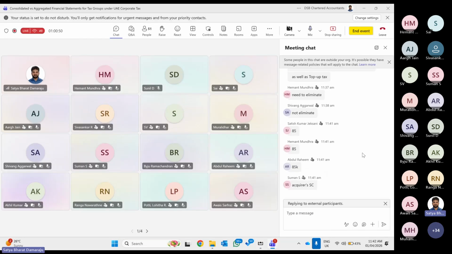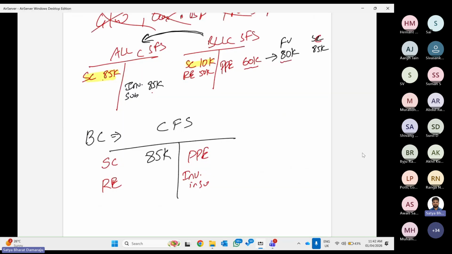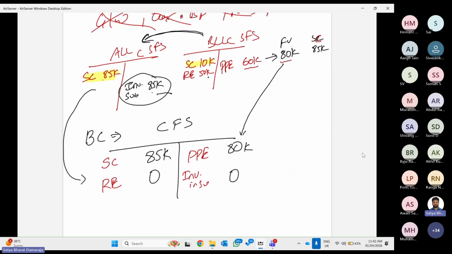Okay. I need to show 85,000. Perfect. I have shown 85,000 over here. PPE, how much do I need to show? I will show it at the fair value, 80,000. Investment in subsidiary will be eliminated. Retained earnings will not be taken; only any retained earnings from ALLC will be taken. Since in our illustration there is nothing, we will show it as 0. The balance will be recorded as goodwill, 5,000. Clear? But in the AFS, you cannot show the goodwill. Goodwill should not be presented on the AFS. So how can we eliminate this? How can we match the balance sheet?